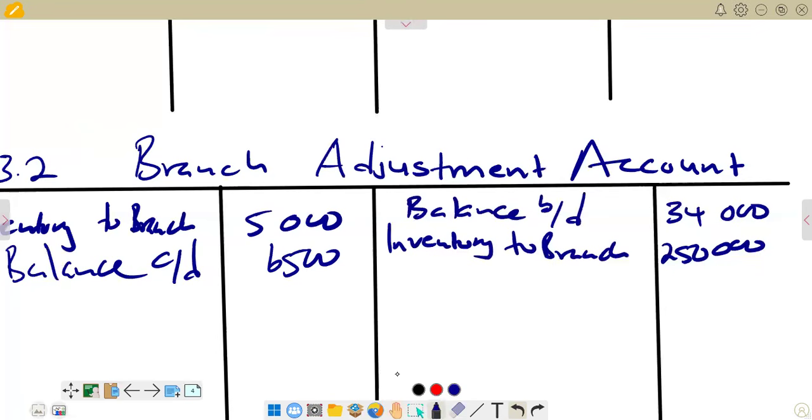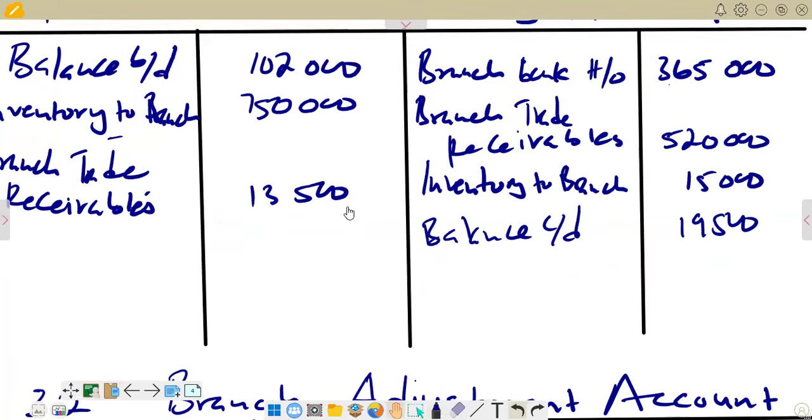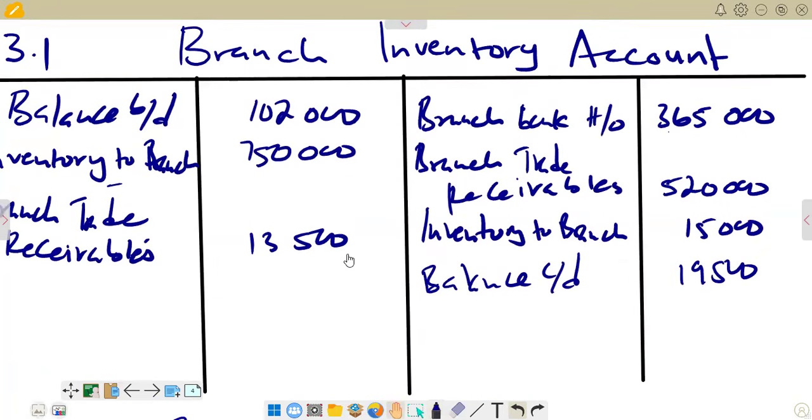So as you are balancing the accounts, you are supposed to start from the first account, which is the branch inventory. Because the balancing figure that we are going to have in the branch inventory is supposed to be transferred to the branch adjustment account. So you add the debit and then you add the credit. You compare the totals. If they are not the same, the balancing figure you transfer to the branch adjustment account. In this case, we have got a greater side on the credit.